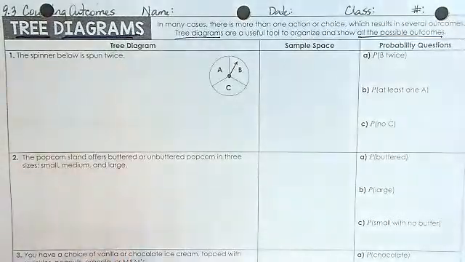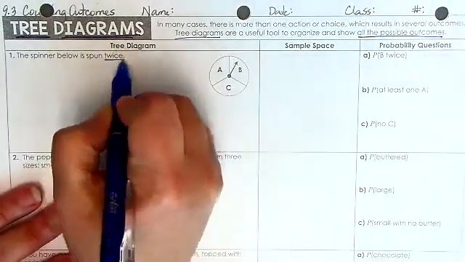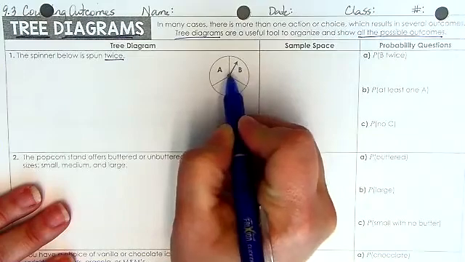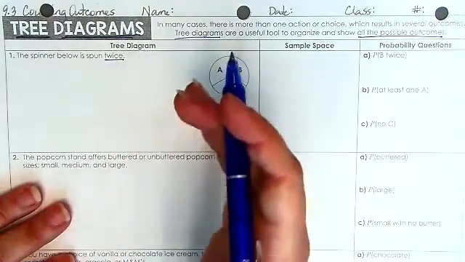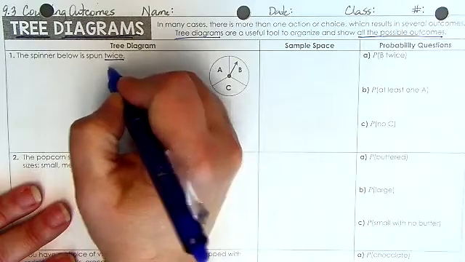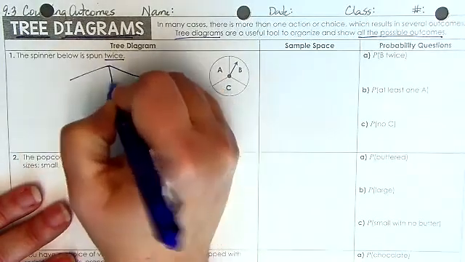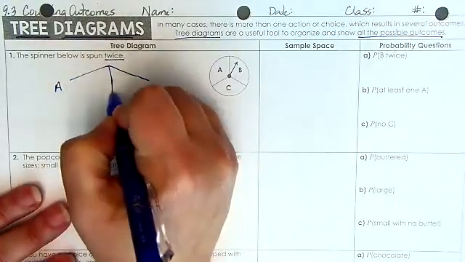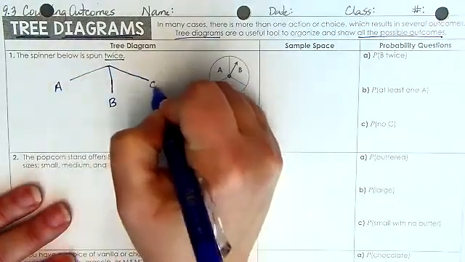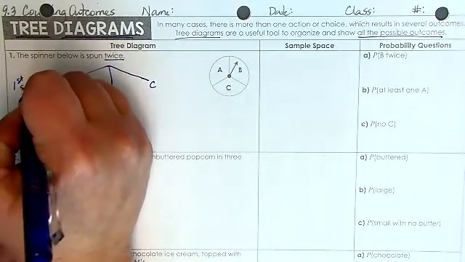All right, so we're going to use a tree diagram for number one. It says the spinner below is spun twice. So that's this spinner here. I need to think about what all the possible outcomes are when that happens. For the first spin, I can land on A, B, or C. This is my first spin.